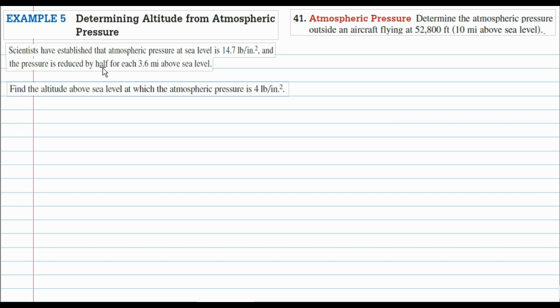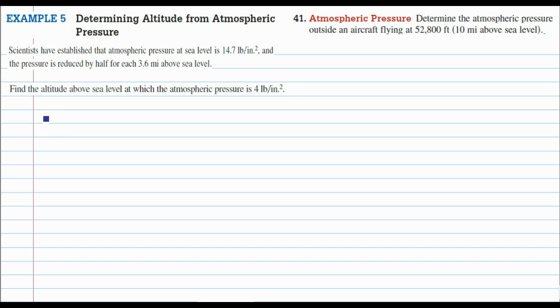So reduced by half is very similar to half-life. And then for each 3.6 miles is kind of like for every 5 days or for every 20 days, etc. So we're supposed to find the altitude above sea level at which the atmospheric pressure is 4 pounds per square inch. So we've decayed down to 4 pounds from 14.7.